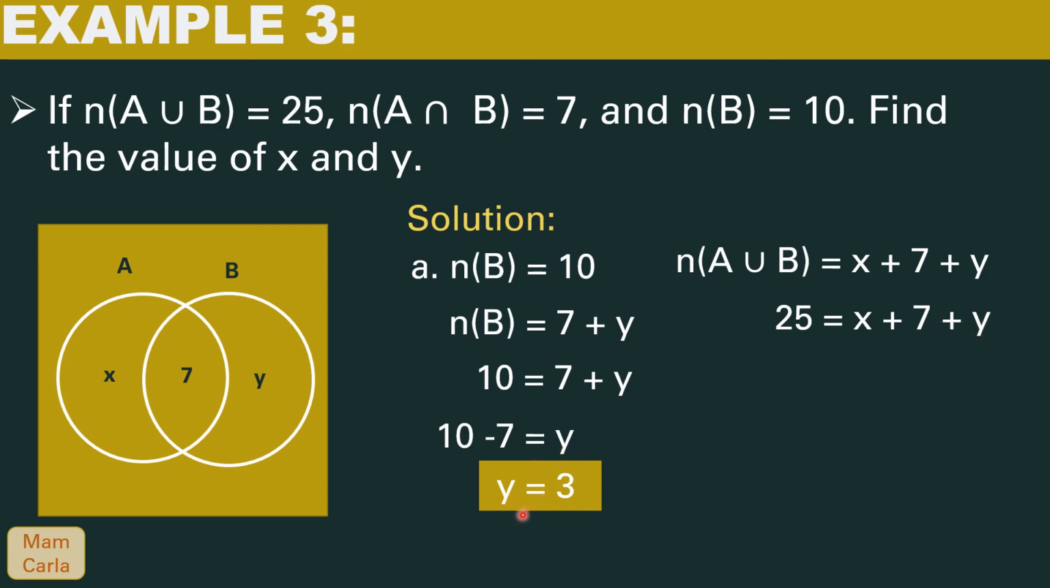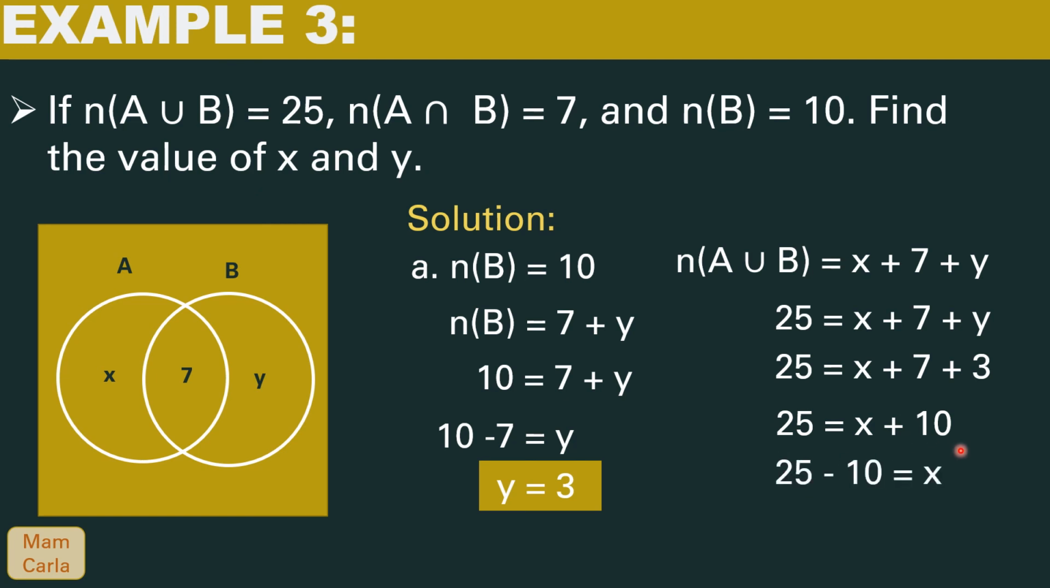But we already solved for the value of y, which is 3. Substituting the value of 3 into y, there we have 25 equals x plus 7 plus 3. Now simplifying 7 plus 3, here we have 25 equals x plus 10. Now we are ready to solve for the value of x. Transferring the value of 10 to the left side of the equation, we have 25 minus 10 equals x. Now simplifying 25 minus 10, the value of x is equal to 15.